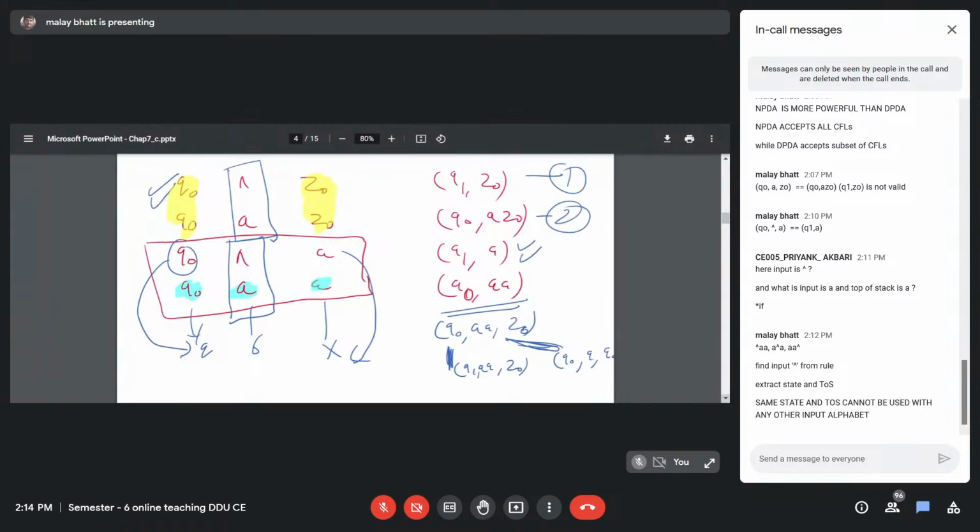So you can see Q, small sigma and X. We are extracting Q and X, and that Q and X cannot be used with any other rule to achieve a deterministic pushdown automata. Otherwise, it will create a branch in the PDA and make it non-deterministic. I hope these two rules are telling you that it is non-deterministic. This is a representation of rule number 2.